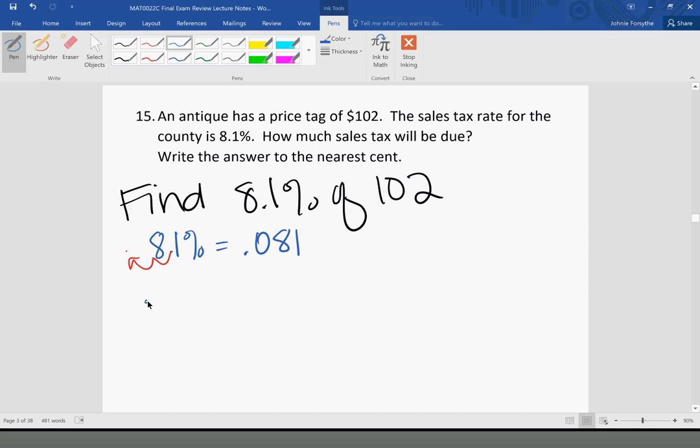So now we're going to take 0.081 times 102. When you multiply decimals, you don't have to line the decimals up, okay? And actually, you can ignore the decimal in general and make it a whole number.